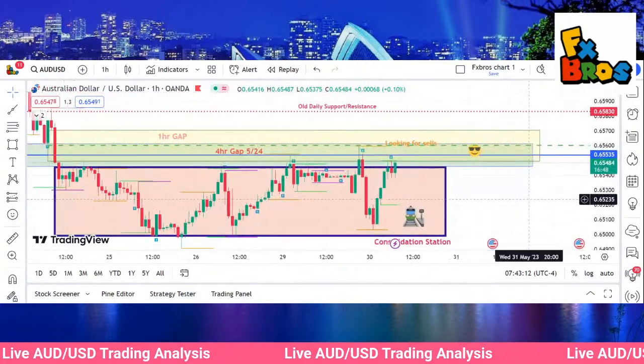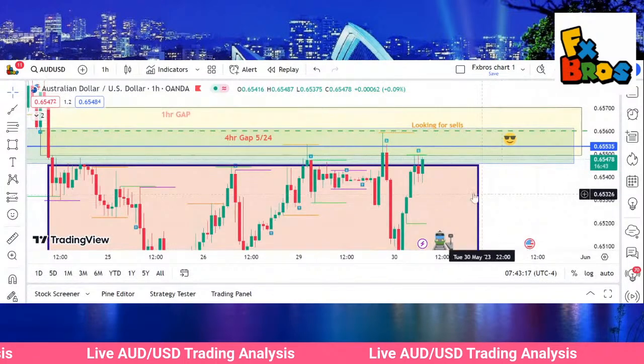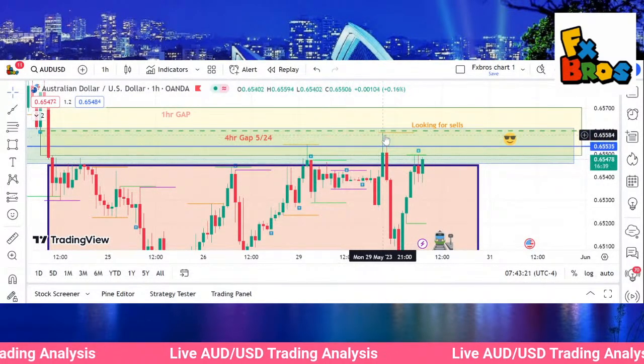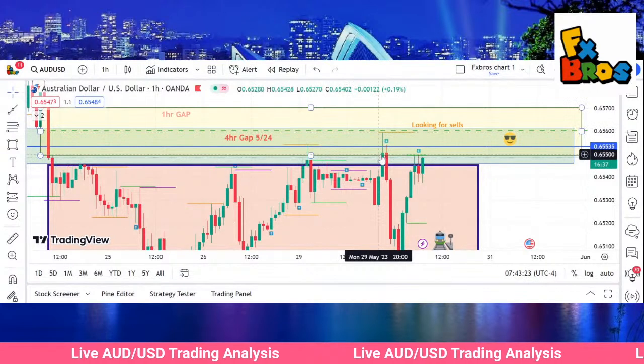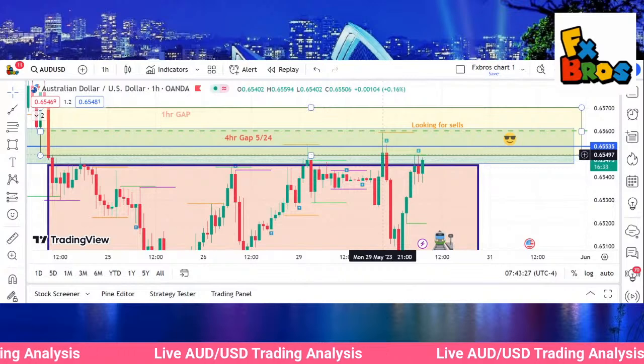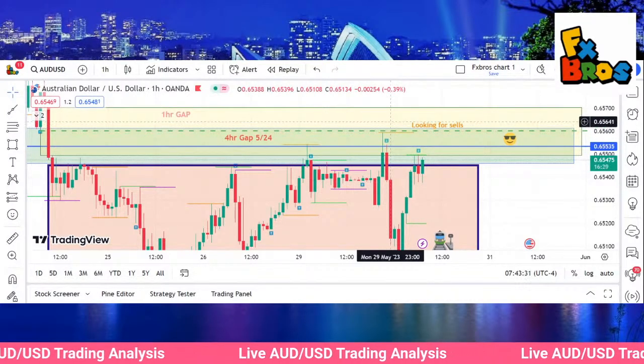So basically, also on this sale, let me tell you something too, how I would take this. If we got in on this, your stop loss would have been 5 pips above this high, which is 65.59. So that's 65.64 right there.